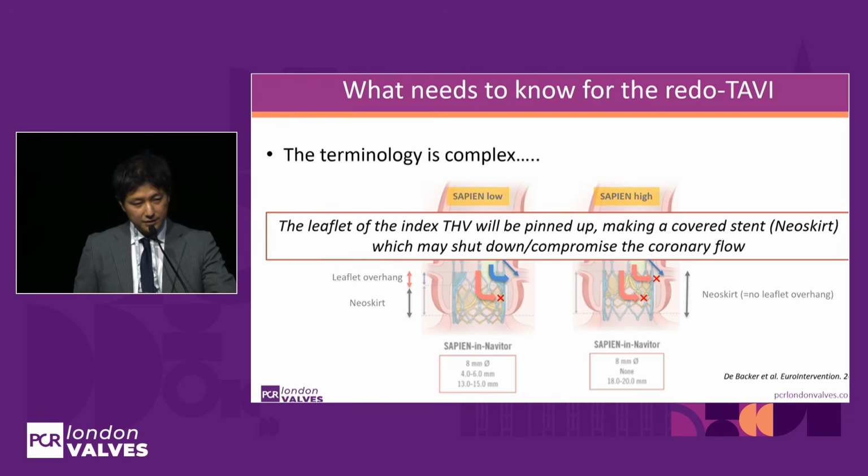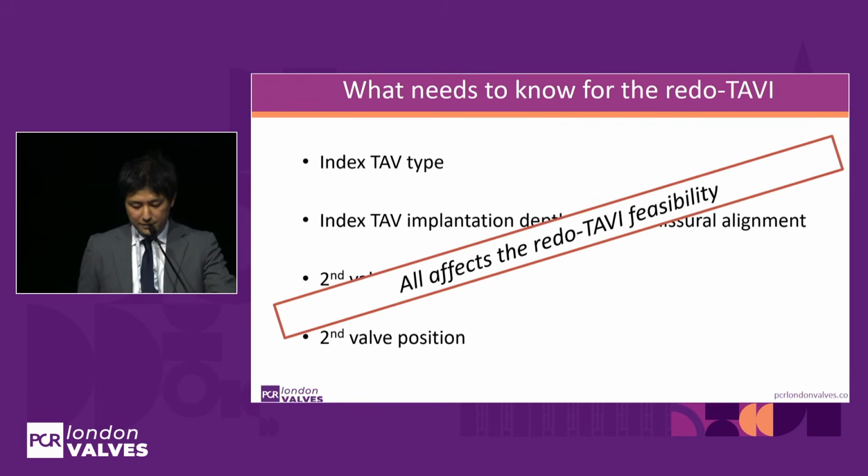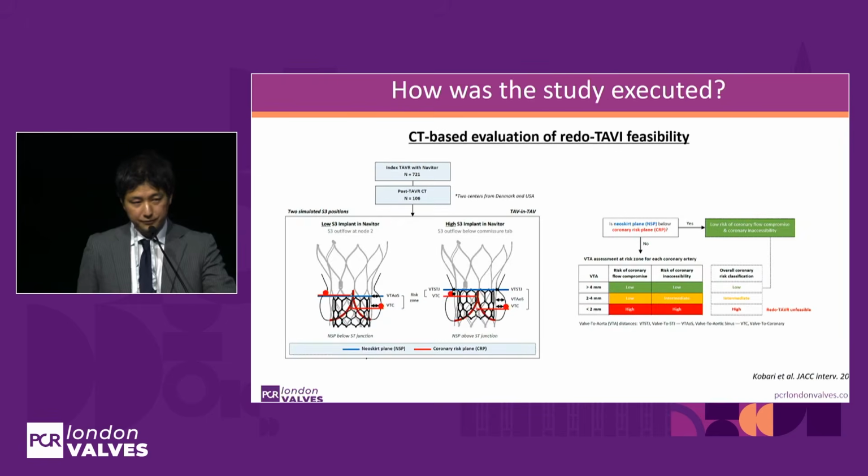This will be a main issue. And the rest of the index TAVI leaflet, we call it leaflet overhang, which we are not sure yet of its impact on hemodynamics. Technically, we also should know that index TAVI type, implantation depth, and the commissural alignment of the index TAVI, and also the second valve type and second valve position, all these affect the redo TAVI feasibility. That is why the choice of the index TAVI is very important.